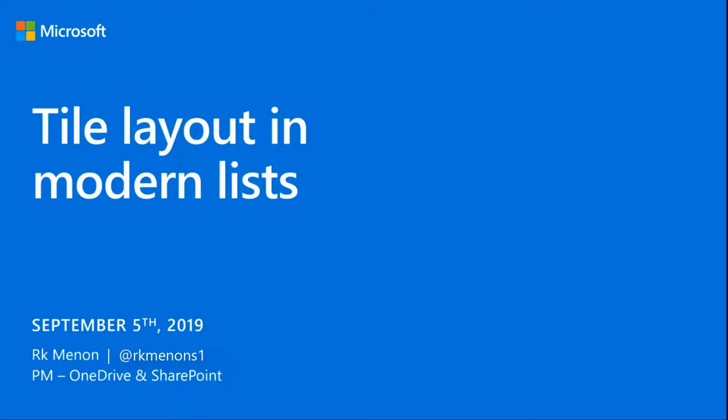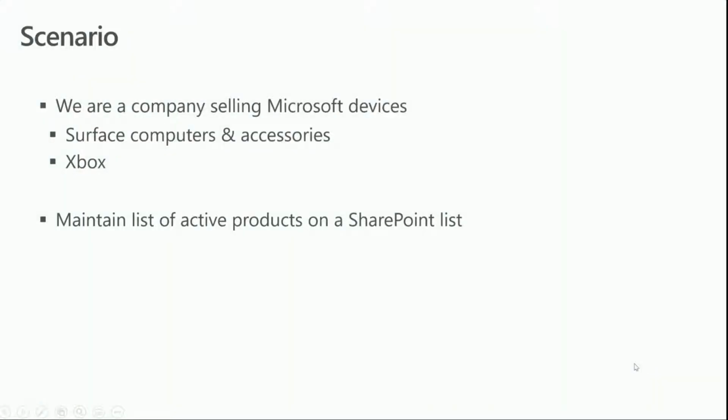We've heard your feedback, and we're really excited to announce that you can now format your modern lists to appear as tiles. So when I walk you through the examples today and how we do it, I'd like to also give you a scenario so that the examples become a little bit more clear. So let's consider that we're a company that sells Microsoft devices such as a Surface line of computers and accessories, Xbox, etc. And centrally, we maintain a master inventory of our live products in a SharePoint list.